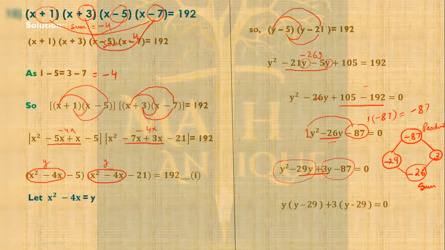And now we have two terms, y into y minus 29 and 3 into y minus 29. Now we have two terms. What do we have common in these two terms? Y minus 29. Yes, y minus 29. And we are left with y plus 3. So we can write y plus 3 into y minus 29 is equal to 0.